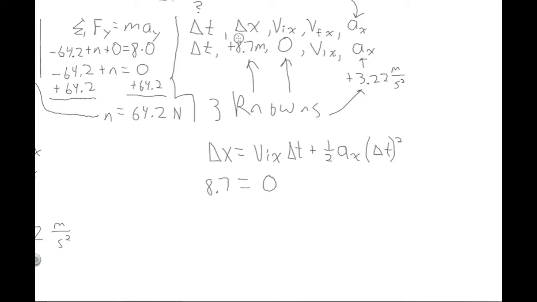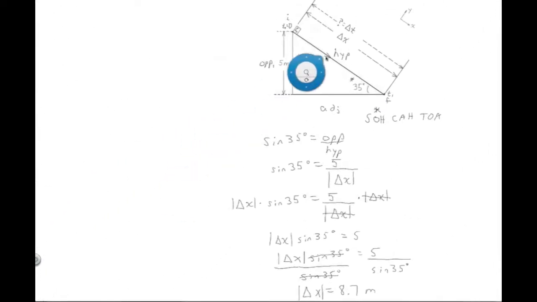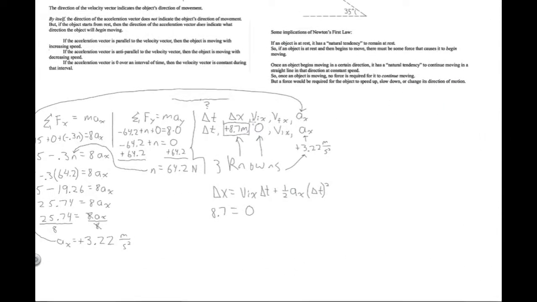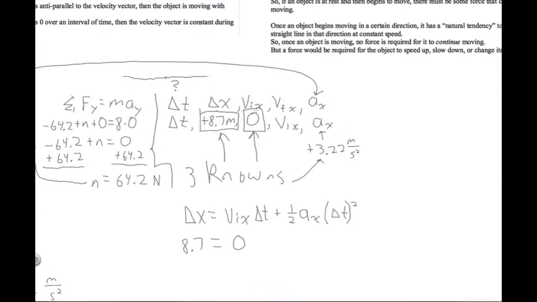So again, this key number here, 8.7, remember this is the number we figured out from SOHCAHTOA. We needed to get this number of 8.7 from SOHCAHTOA. That's what we did over here to figure out that 8.7. And this number of 0 we figured out because it's implied by the wording of the problem that the object began at rest. So we had to do a little work to get these two numbers.